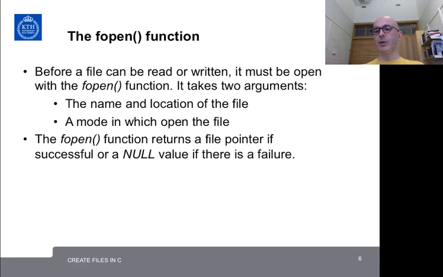Before a file can be read or written, it must be opened with the fopen function. Fopen takes two arguments. First, the name and location of the file. Second, a mode in which to open the file. The fopen function returns the file pointer if successful, or a null value if there is a failure.